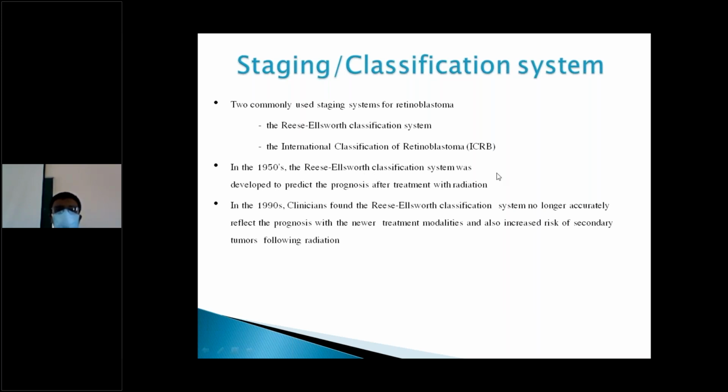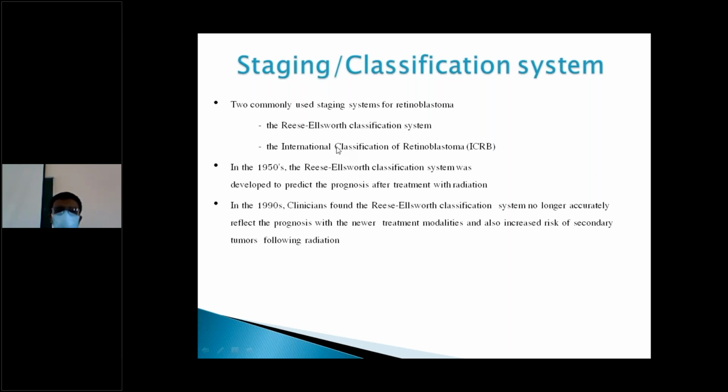In the 1950s, the Reese-Ellsworth classification system was developed to predict the prognosis of treatment with radiation. In the 1990s, clinicians found that the Reese-Ellsworth classification system no longer accurately reflects the prognosis with the newer treatment modalities, and also the increased risk of secondary tumors following radiation. So it is outdated. From 1950 to 1990 it was considered an important classification, but it cannot predict the prognosis now, so Reese-Ellsworth classification is considered outdated.